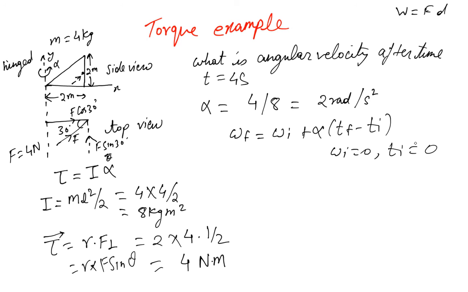Ti is usually 0. We really don't have to worry about the initial time. We can always take it to be 0. But let's say omega i is also being given 0. So this turns out to be alpha is half times time is 4 seconds, and that gives us 2 radians per second. So you see how this example integrated all the elements: the torque, the moment of inertia, the angular acceleration, and the equation of kinematics. And most of the equations can be solved using these formulas.